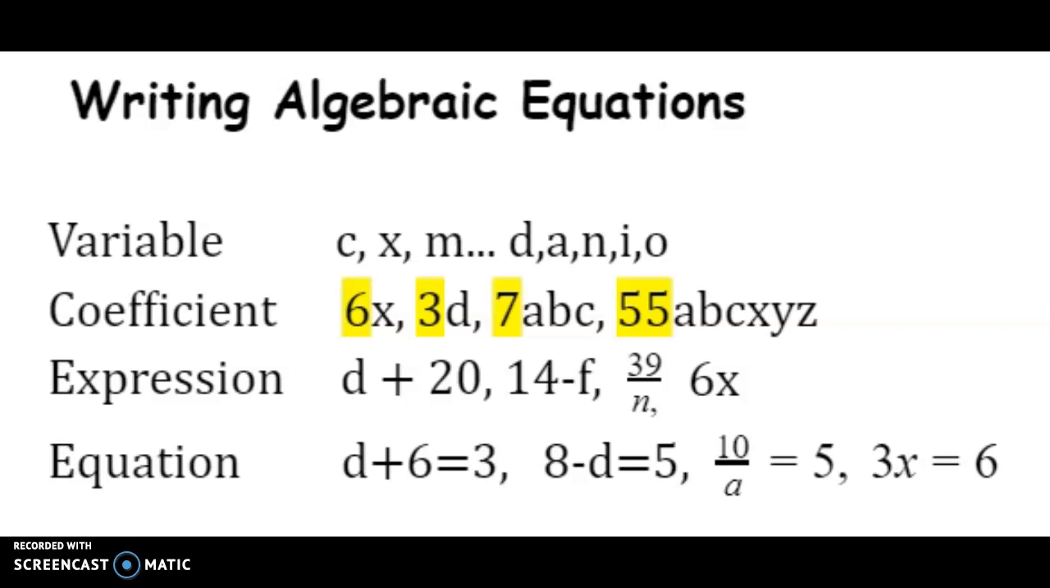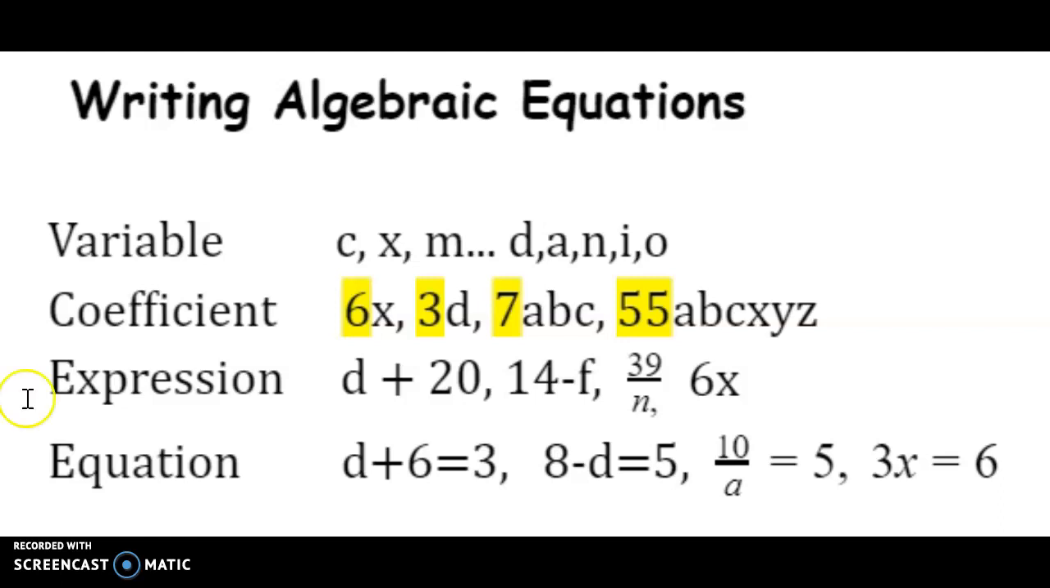Last week we learned how to write algebraic expressions. Let's go over a few terms that we used when we did that. We learned that a variable was any letter that stands for a number in algebra. We learned that a coefficient was the numeral that was right before a variable in multiplication.